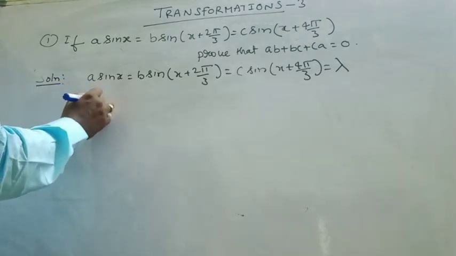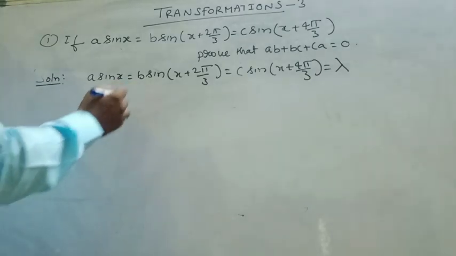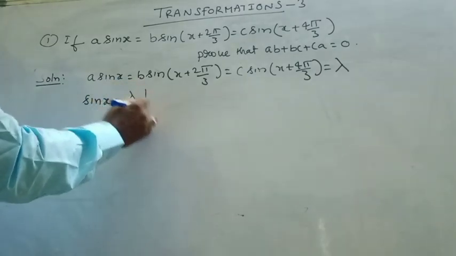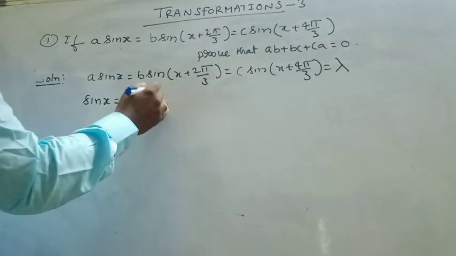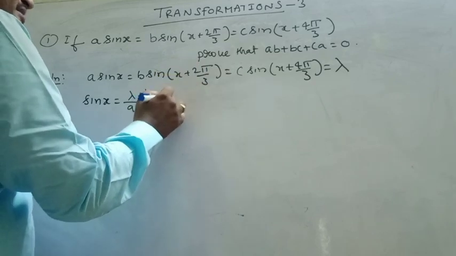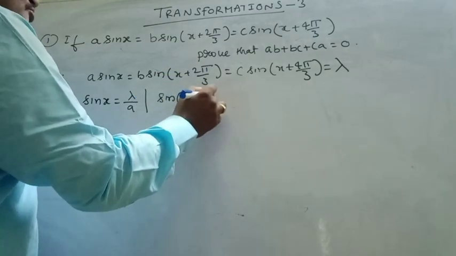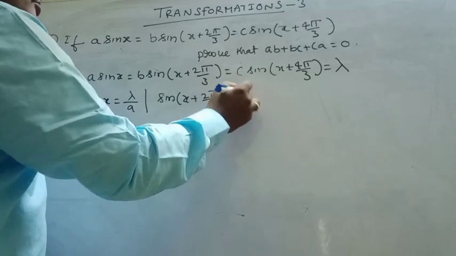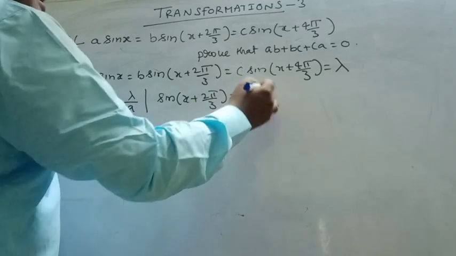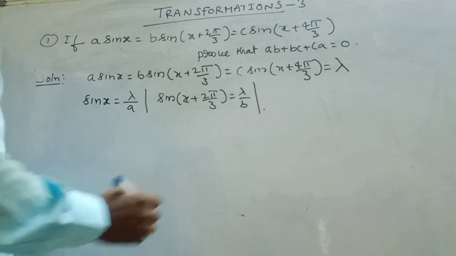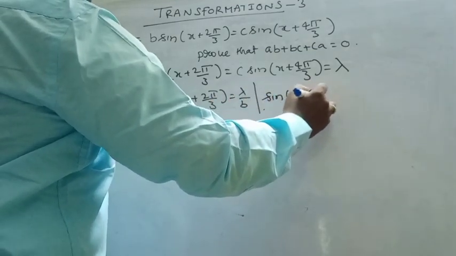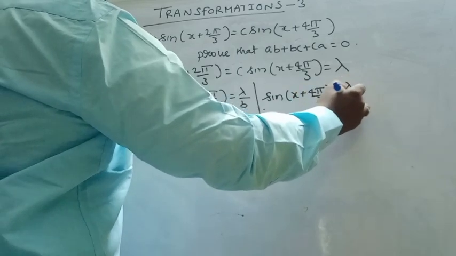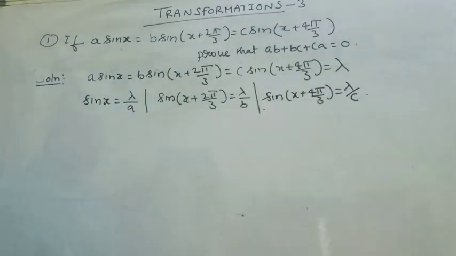Now, from that we get sin x is equal to lambda by A. A sin x equal to lambda means sin x is equal to lambda by A, and B sin of x plus 2 pi by 3 equal to lambda means sin of x plus 2 pi by 3 is equal to lambda by B. And C sin of x plus 4 pi by 3 equal to lambda means sin of x plus 4 pi by 3 is equal to lambda by C. These are the three things we have got now.